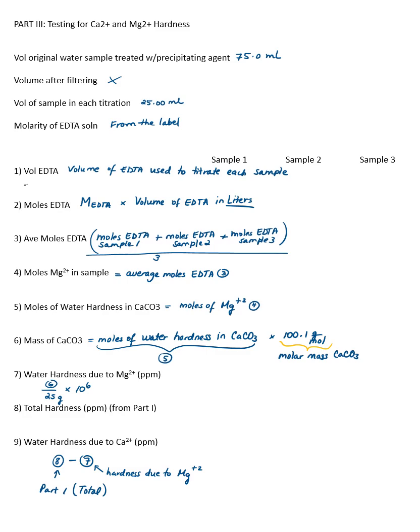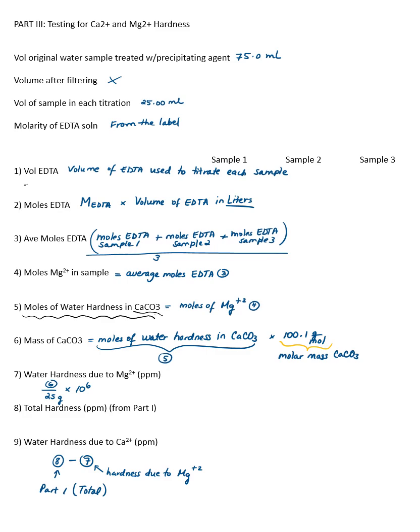Now, the mass of calcium carbonate again will be the moles that you have in number 5, which is the moles of water hardness in calcium carbonate, times the molar mass of calcium carbonate. You're converting moles to grams, that will give you the mass of calcium carbonate. So the moles of hardness in calcium, which is the number that you have in 5, times 100.1 grams per mole, which is the molar mass of calcium carbonate, that will give you the mass. Okay? And that's the mass of the solute.